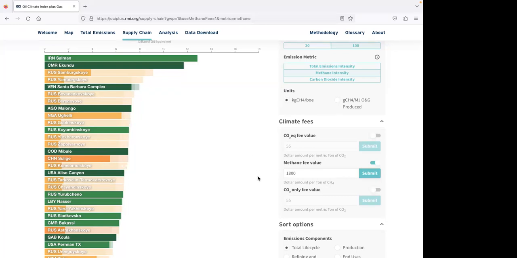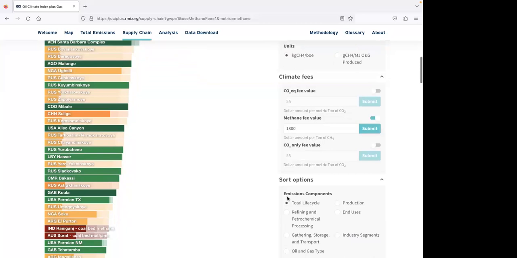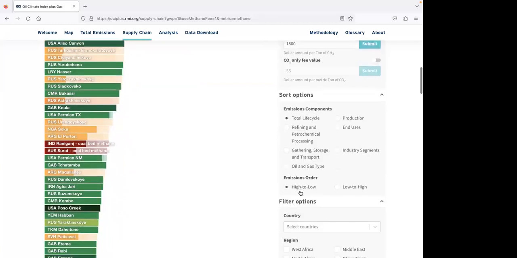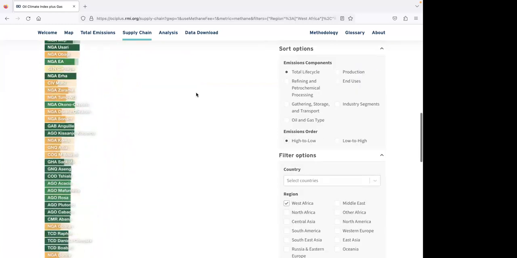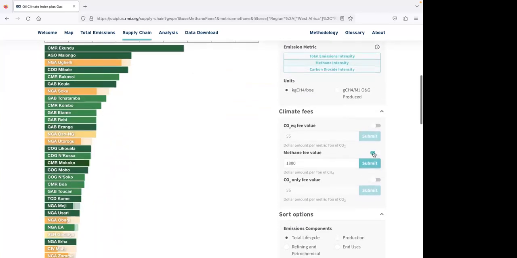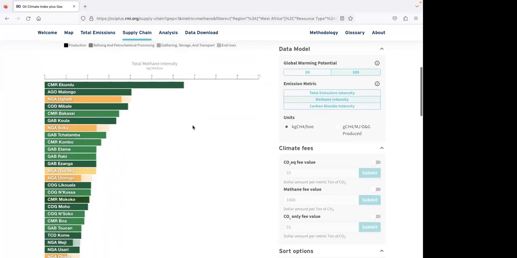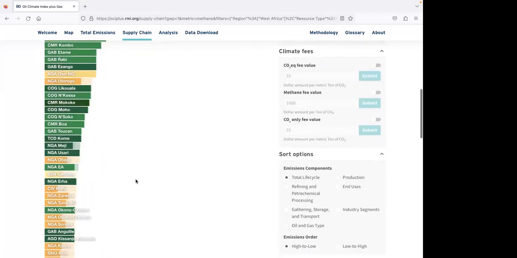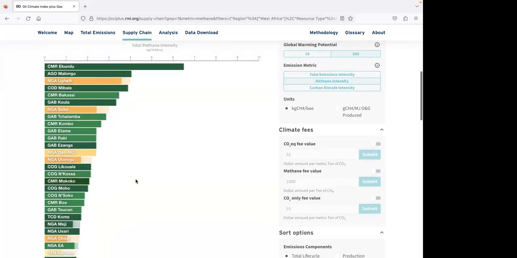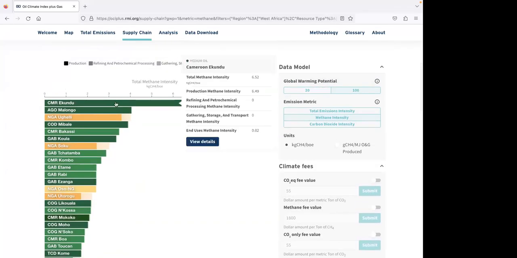Furthermore, users can also slice and dice the data to derive more insights. For example, when we choose a specific region, West Africa, and we turn the climate fee toggles off, we can see how variant the West African oil and gas resources are in terms of their climate impacts, with Cameroon Ikwandu being the highest.